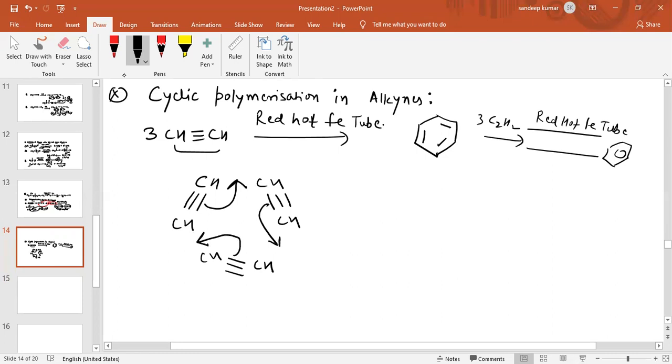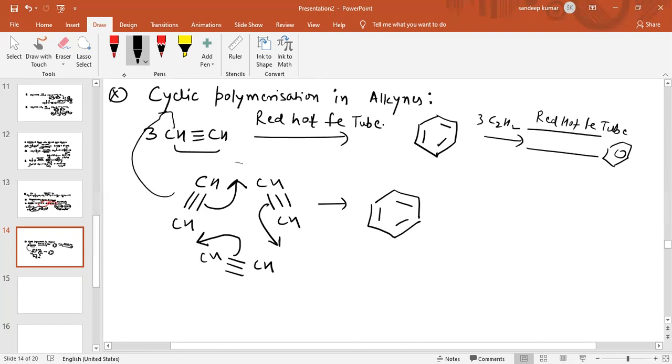So how many carbon atoms in the ring? There is formation of a carbon carbon sigma bond, there is also formation of a carbon carbon sigma bond, and there is also formation of a carbon carbon sigma bond. So now there are 6 carbon atoms, and in the 6 carbon atoms there are alternate double bonds: single, then double, and then single. So therefore benzene is obtained as a product. So this is cyclic polymerization.